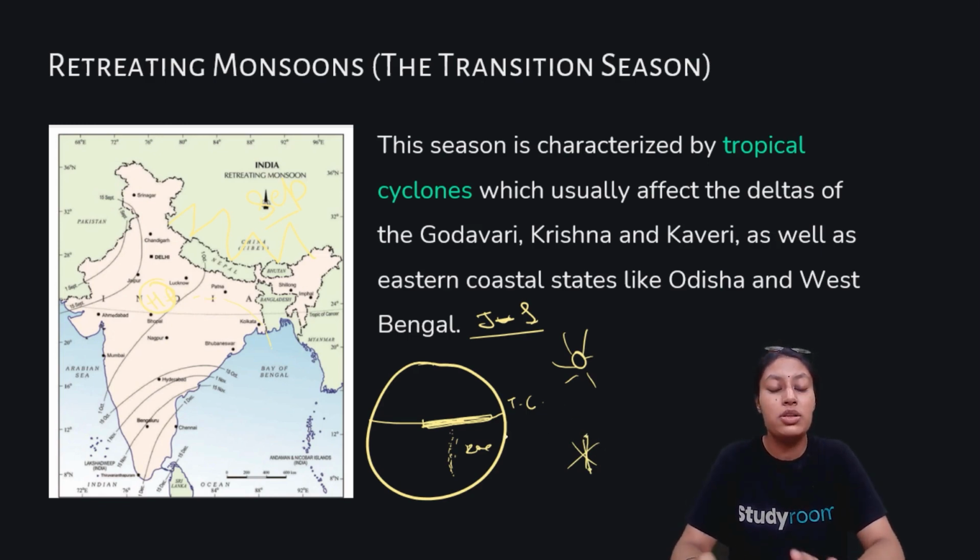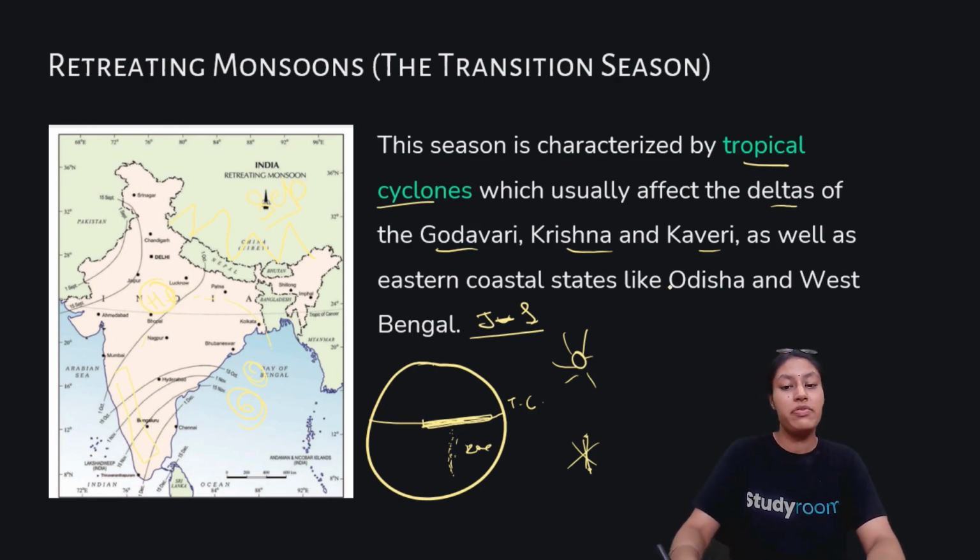Now this particular season is characterized by tropical cyclones, which usually affect deltas. Before going, they bring very heavy rain on the coastal areas. Which rivers do we have in the coastal areas? Godavari, Krishna, Kaveri. The deltas of these rivers are very affected because, before the exchange of winds, the tropical cyclones at once bring very heavy rainfall, which affects coastal areas and states like Odisha and West Bengal.